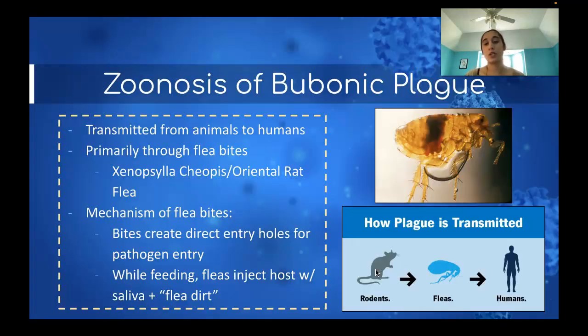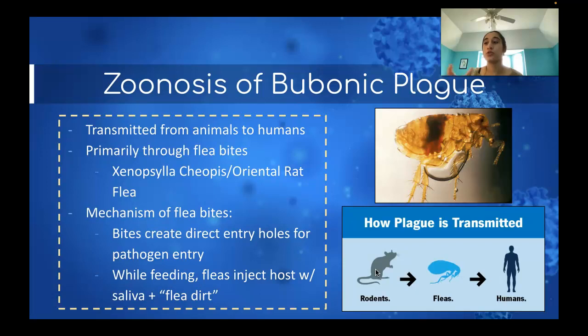So transmission of the bubonic plague, it is a zoonotic pathogen, which means it's transmitted from animals to humans through zoonosis. And it is primarily done through flea bites, through the oriental rat flea. So this flea attaches itself to a rodent, specifically a rat, and it feeds off of the rat, and the rat that it feeds off of has the plague, so it's an infected rat, and that infects the flea.